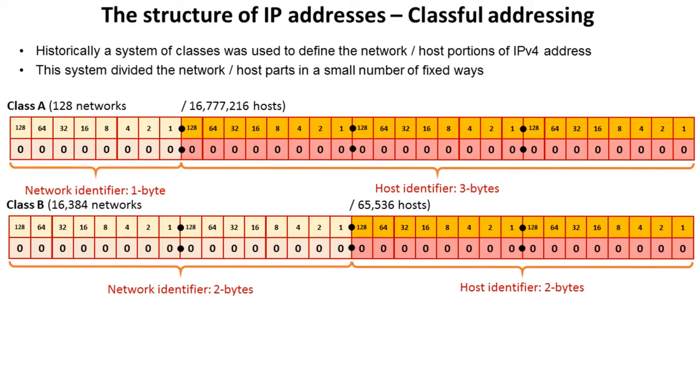Class B networks were divided into 2 bytes and 2 bytes. Now, to identify a Class B network, by the way, the first 2 leading digits were 1 and 0. That left 14 bits for the network identifier. Now this allowed up to 16,384 Class B networks, and each host on one of those networks would have one of these IP addresses, and that allowed for up to 65,000 hosts.